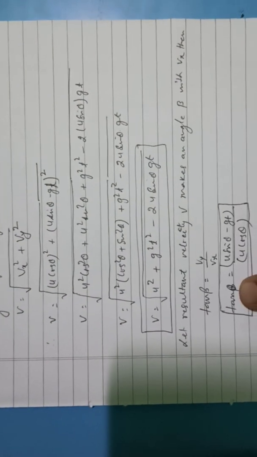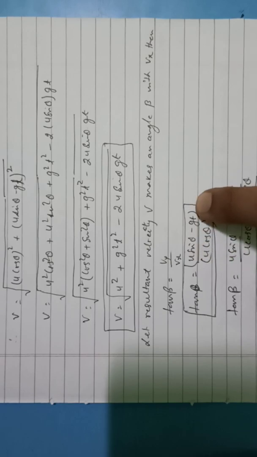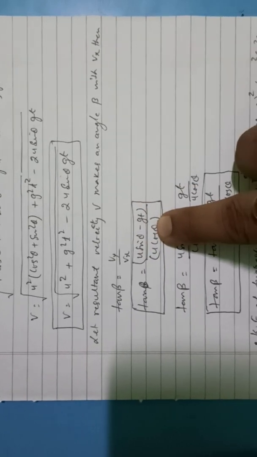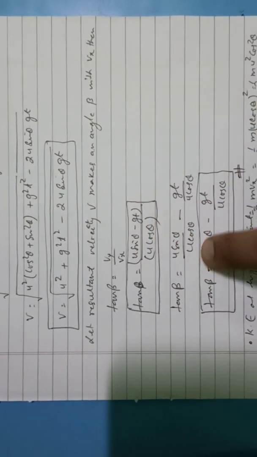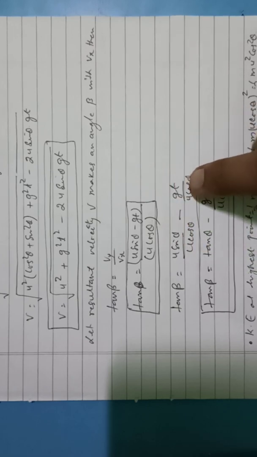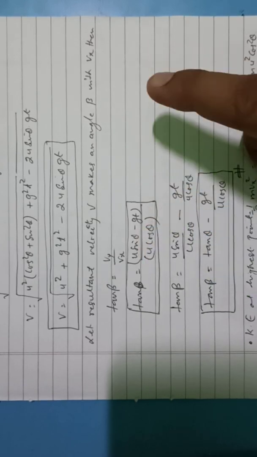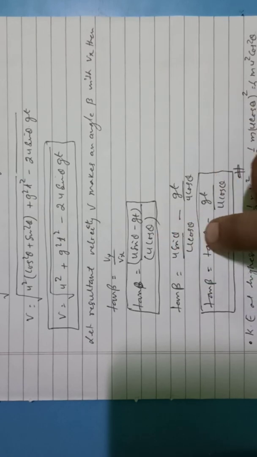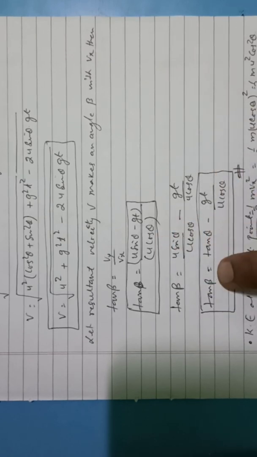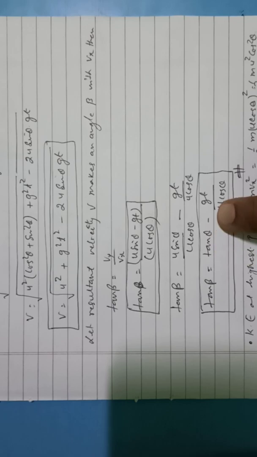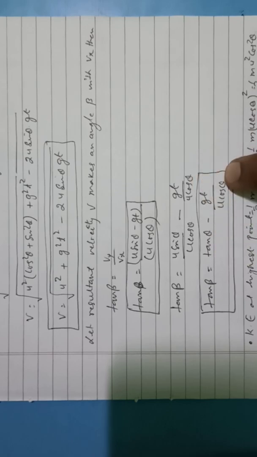Therefore tan beta is equal to U sin theta minus gt by U cos theta. Therefore tan beta is equal to U sin theta by U cos theta minus gt by U cos theta. Is it clear? We separate it. No problem. U cancels out. Sin by cos is equal to tan. Therefore tan beta is equal to tan theta minus gt by U cos theta.